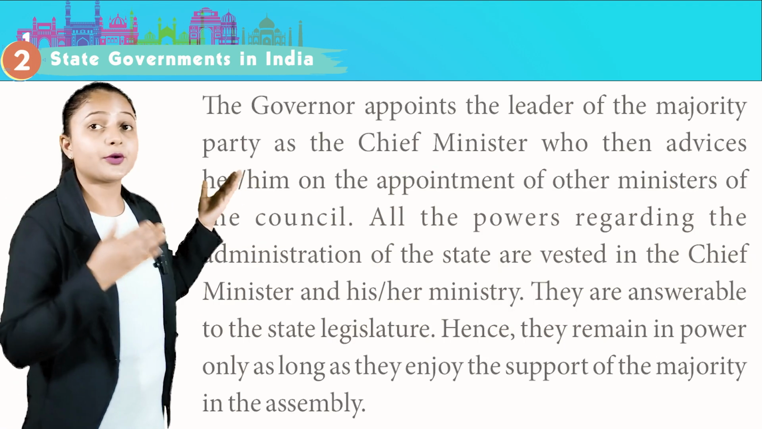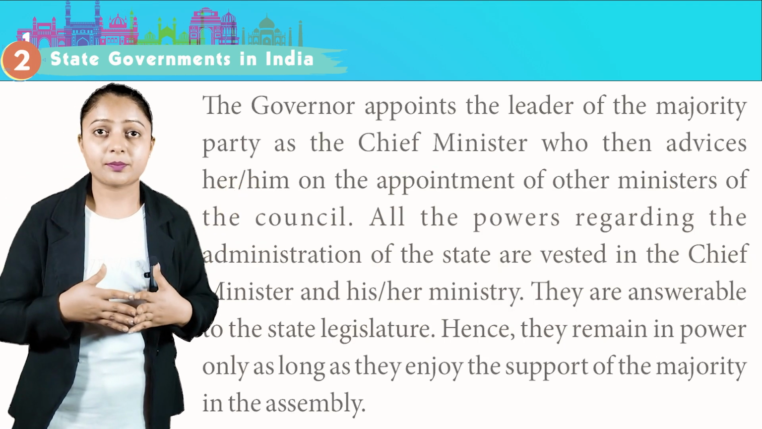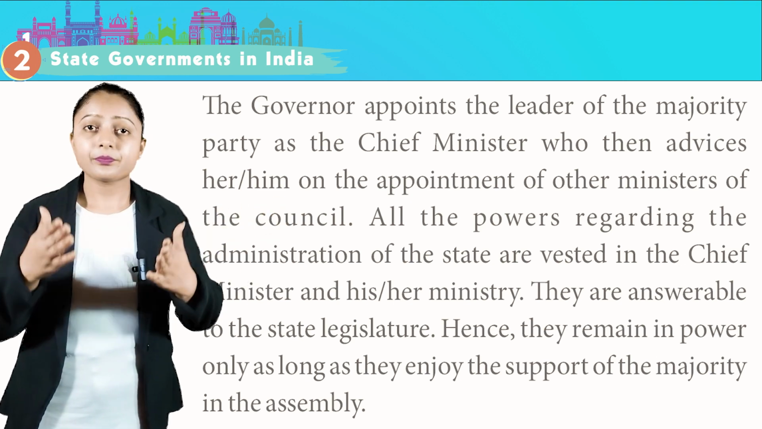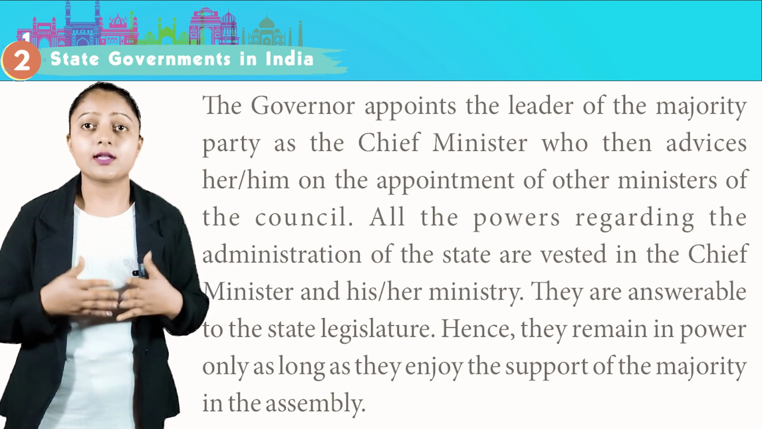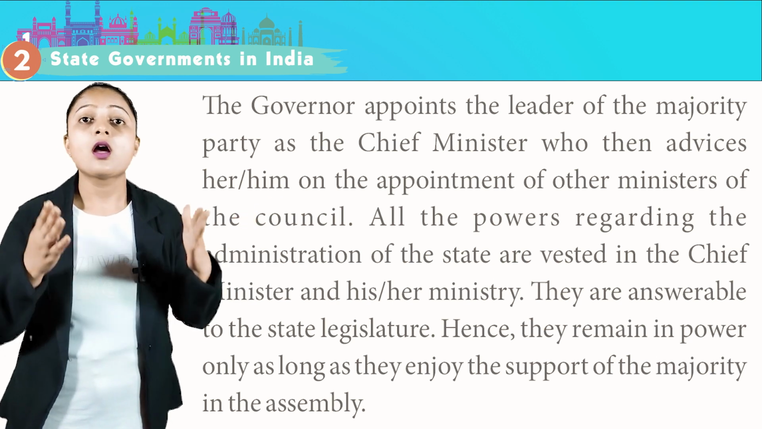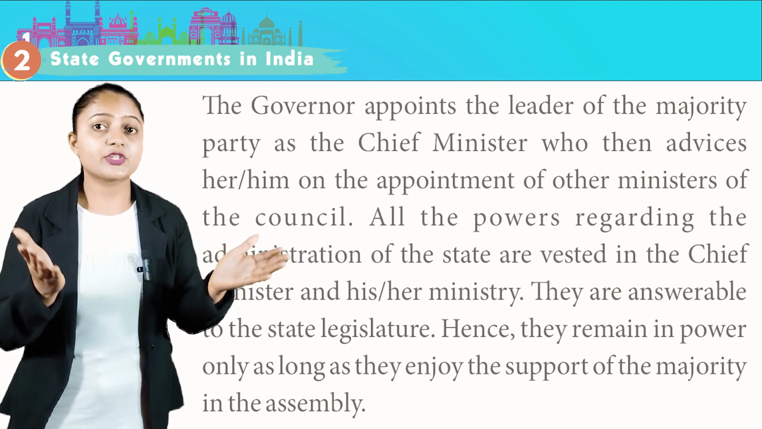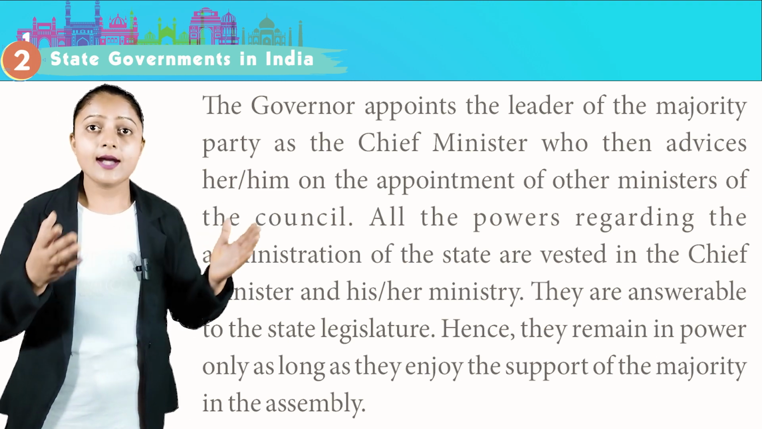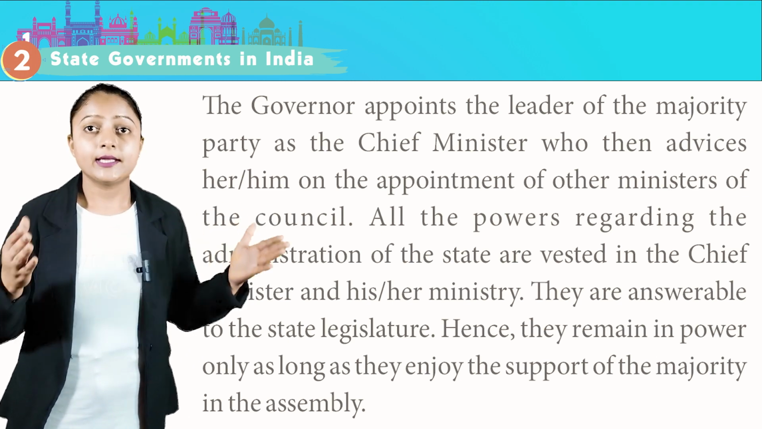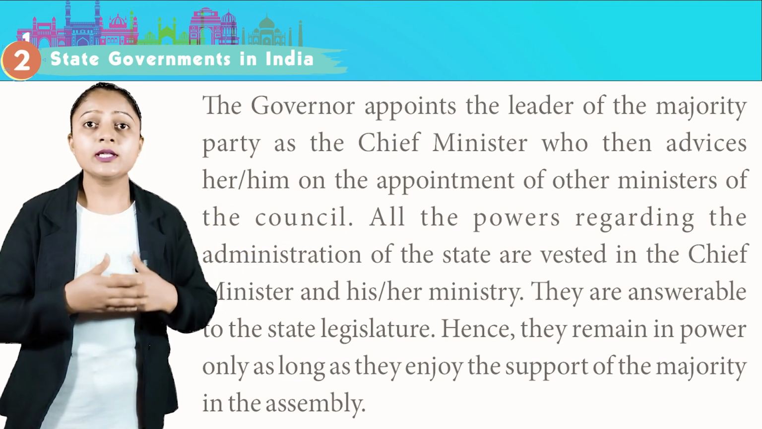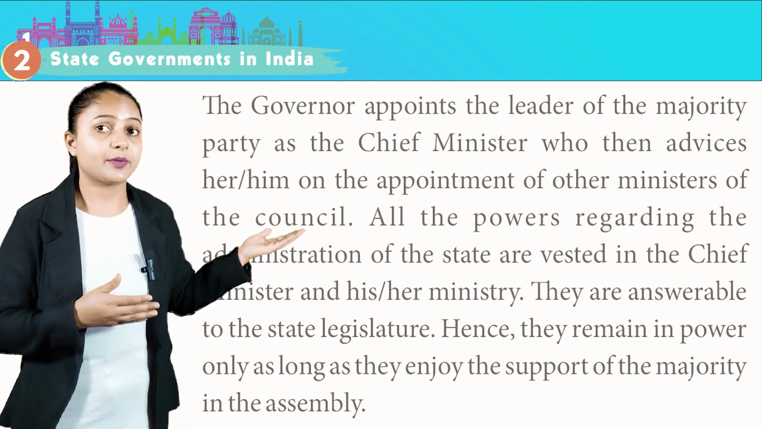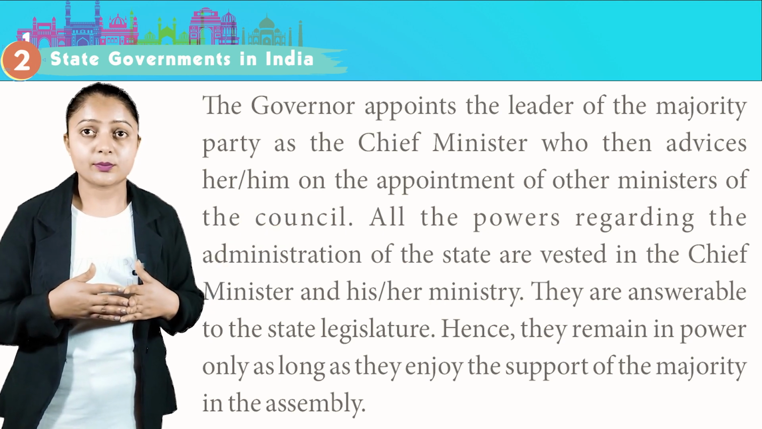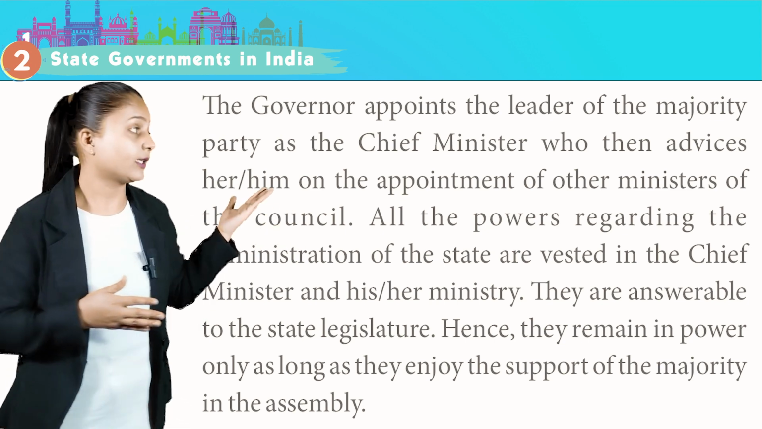The governor appoints the leader of the majority party as a chief minister, who then advises him on the appointment of other ministers of the council. All the powers regarding administration of a state are vested in the chief minister and her ministry. They are answerable to the state legislature, hence, they remain in power only as long as they enjoy the support of the majority in the assembly.